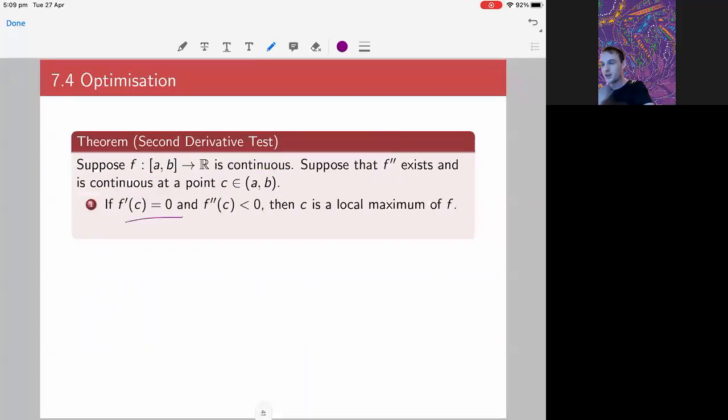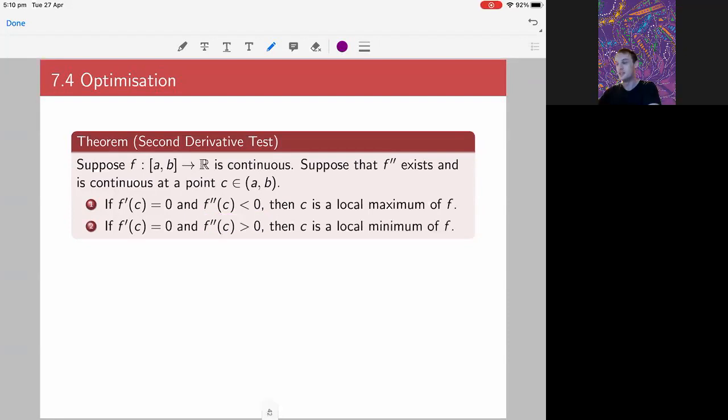All right, what does the test say? Well, if we happen to be at a critical point, let's suppose that the derivative is 0, and let's also suppose that the second derivative is negative at this point. Then if we happen to be in that situation, then we can conclude that c must be a local maximum of f. Of course, the exact same thing holds in reverse. On the other hand, if your derivative is 0 and your second derivative is positive, then you have to be a local minimum of f.